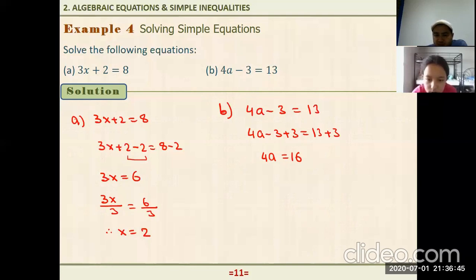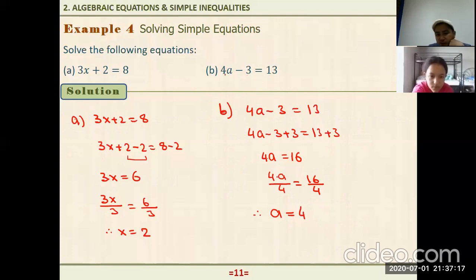Now I need to eliminate this 4. It is multiplied, so I should divide: 4 times a over 4 equals 16 over 4. The same operation on both sides. It's multiplied, so the 4s cancel each other. Here we have a equals 16 over 4. What is it? 4. Done. So that is the solution of the equation.